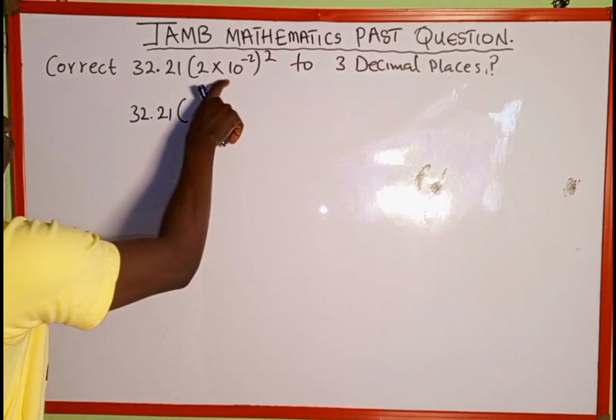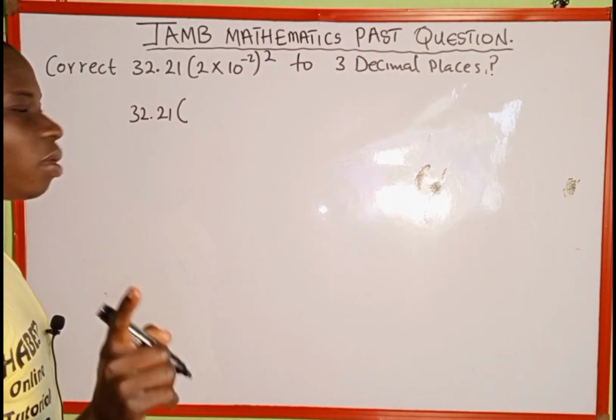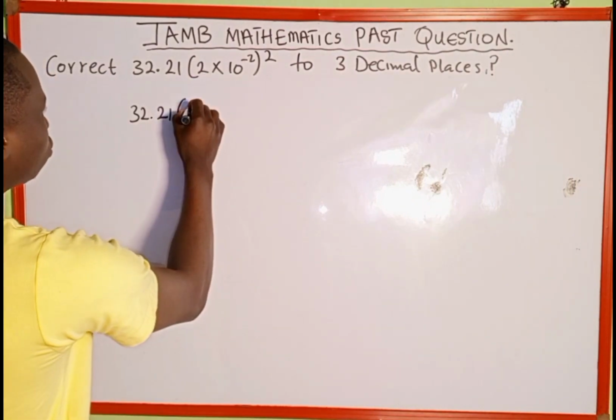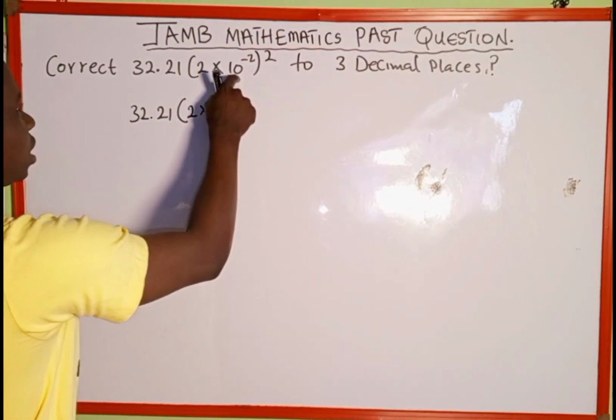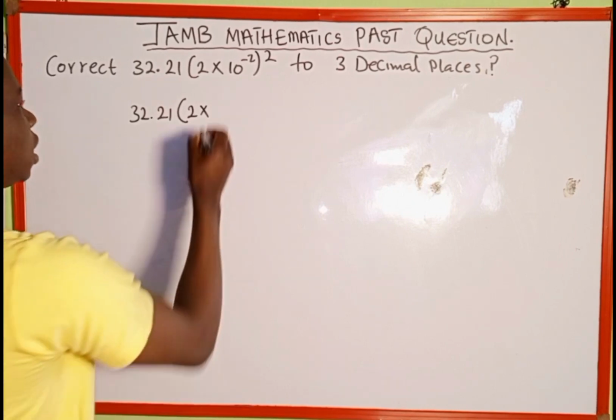So this is going to be 32.21 into the bracket. First we work in the bracket. Remember our BODMAS or PEMDAS. So this is going to be 2 multiplied by, what is 10 raised to the power of negative 2? Is the same as what?